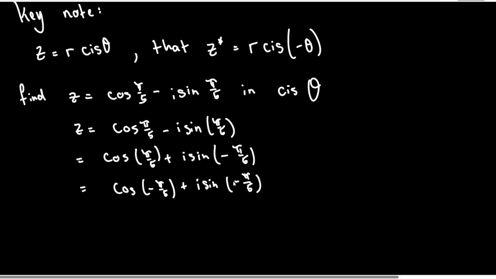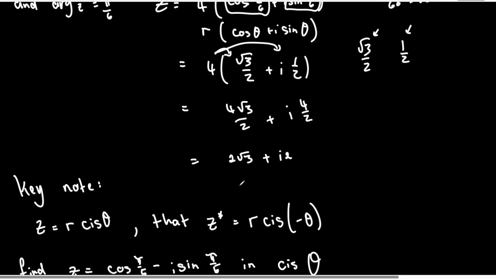Since we need the same angle, we need the same theta in both sine and cosine. Then we can say cis minus pi over 5. I mean, essentially what I could have just done is I could have just written it from the start. I just wanted to show the keynote anyway.